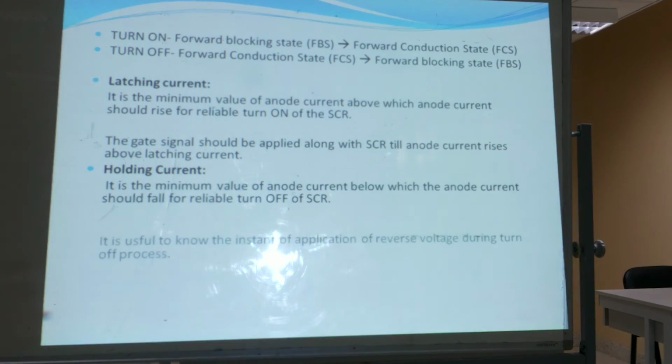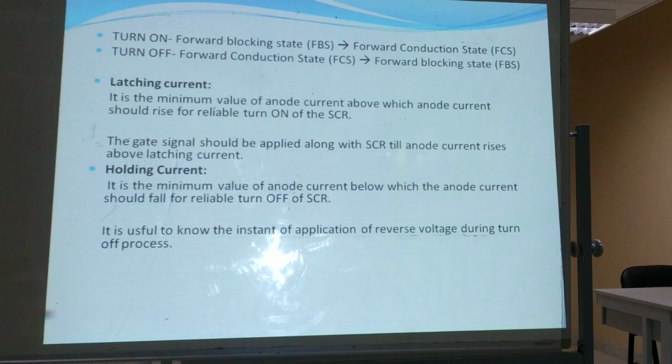Now holding current is the minimum value of anode current below which the anode current should fall for reliable turn off of SCR. So below holding current, thyristor gets turned off. It is useful to know the instant of application of reverse voltage during the turn off process. Latching current is always greater than holding current.